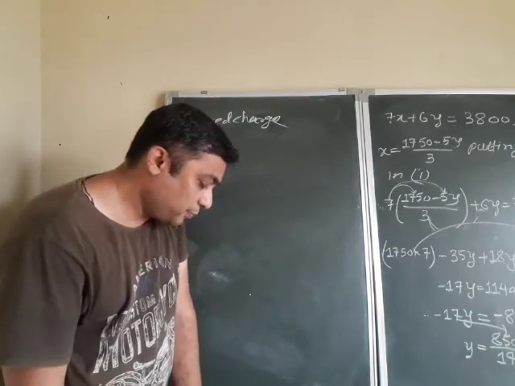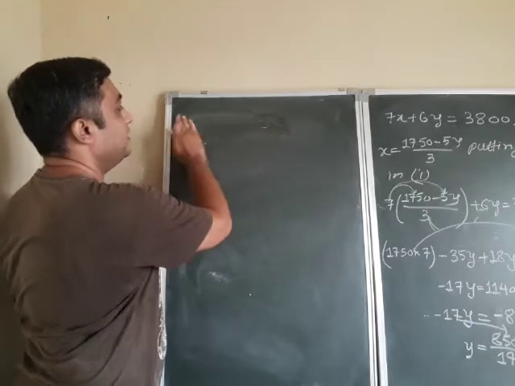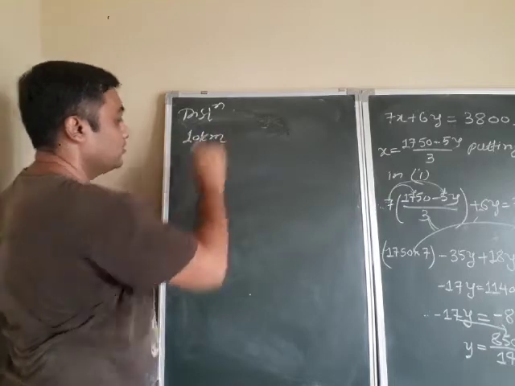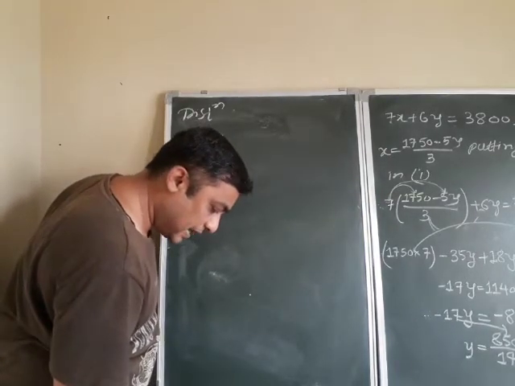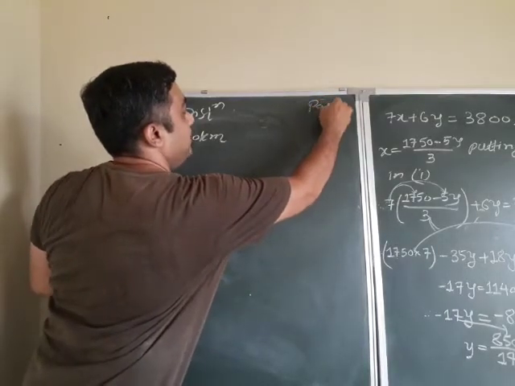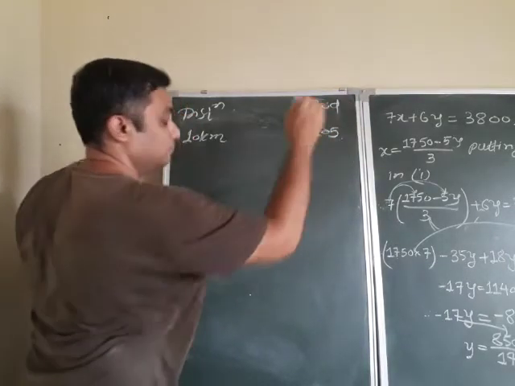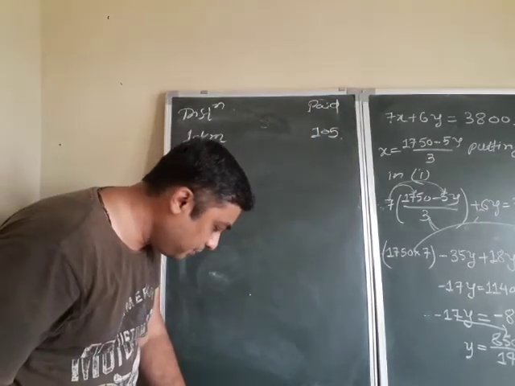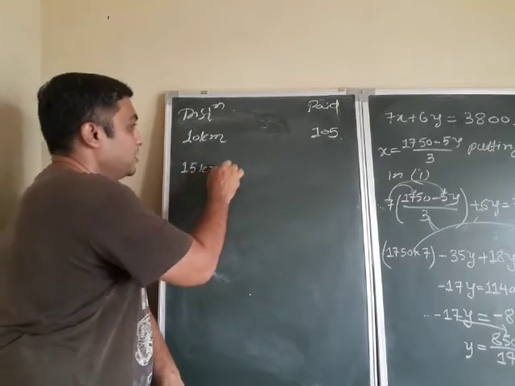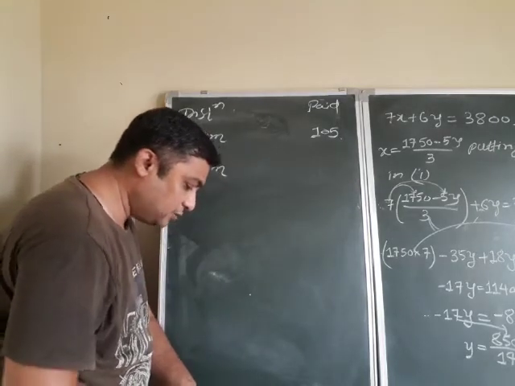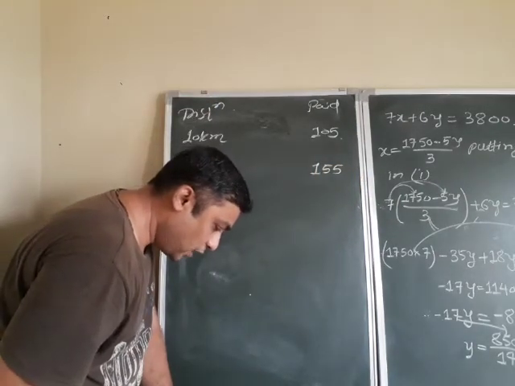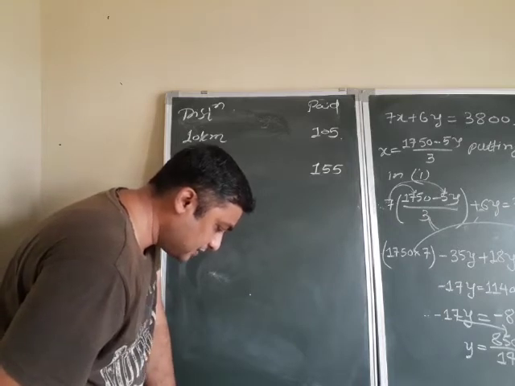For a distance of 10 km, the charge paid is rupees 105. So the total paid charge is 105, and for a journey of 15 km, the charge paid is rupees 155. You have to pay 155. What are the fixed charges and the charges per kilometer?